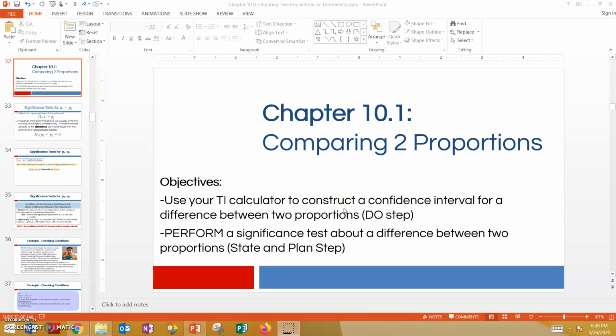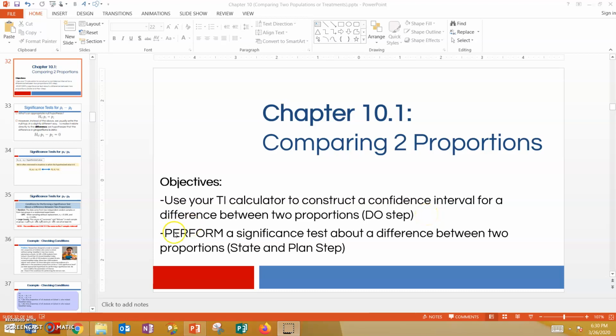Hi everybody, welcome back. We are on day 3 of chapter 10.1, Comparing Two Proportions. Our objective is going to be to use our TI calculator to construct a confidence interval for a difference between two proportions. Last lesson you learned how to do that by hand, but today I want to show you how you can do that do step using your calculator.